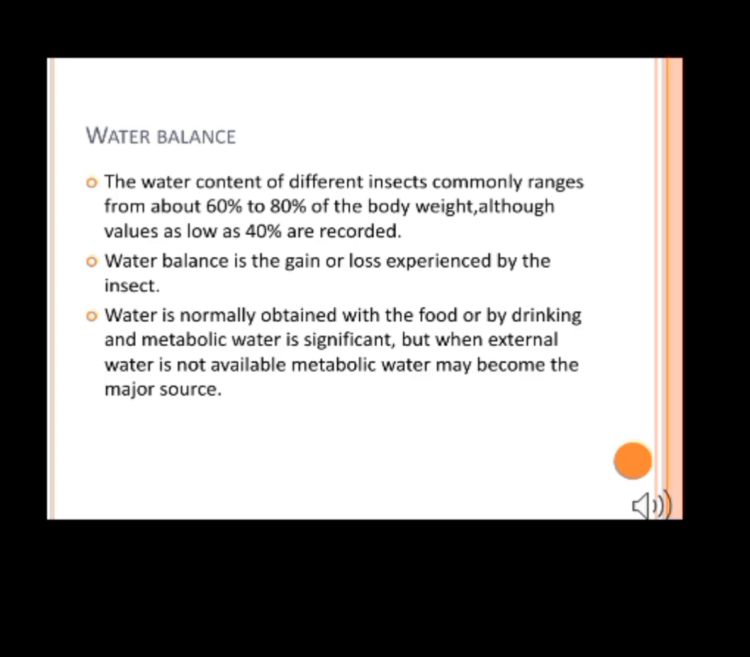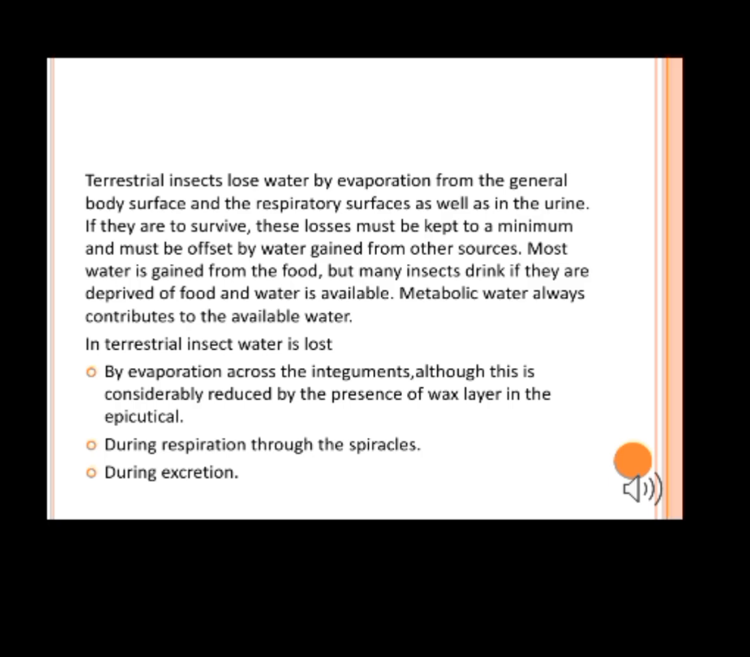Water is normally obtained with the food, by drinking and by metabolic water. When external water is not available, metabolic water is the major source for insects. Terrestrial insects lose water by evaporation from their body surface, or through the respiratory surface, as well as in the urine. If they are to survive, these losses must be kept equal with the gain of water from other sources.